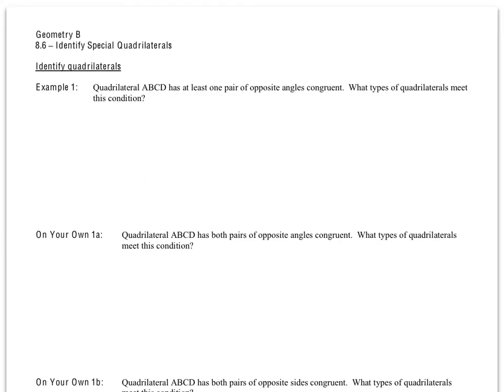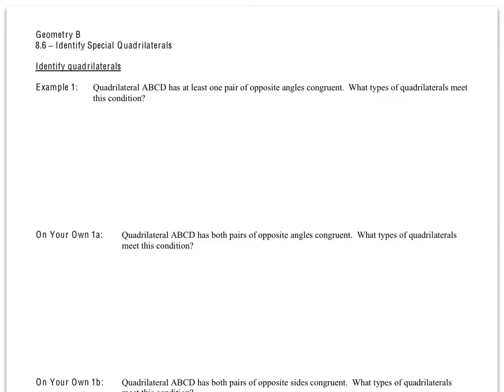Hi class, this is lesson 8.6, Identify Special Quadrilaterals. So what this lesson is really doing is just making sure we can identify the difference between the quadrilaterals that we've already studied. So example 1 says quadrilateral ABCD has at least one pair of opposite angles congruent. What type of quadrilaterals meet this condition?